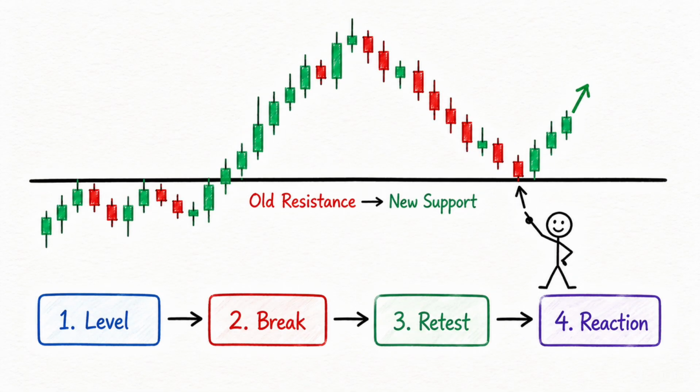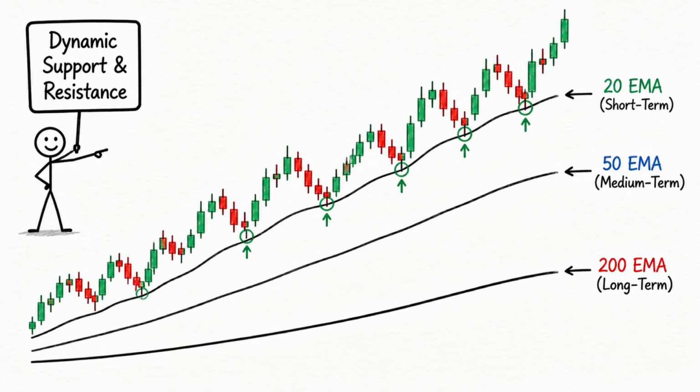And here's the really useful part: role reversal. Resistance breaks, price retests, and that old resistance can become new support. The opposite can happen with broken support. This gives you a simple setup: level, break, retest, reaction. Sometimes the simplest concepts are the ones traders overlook because they seem too easy.